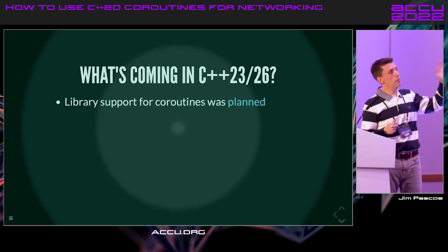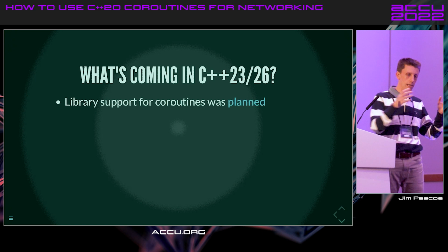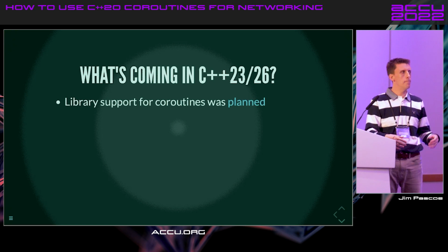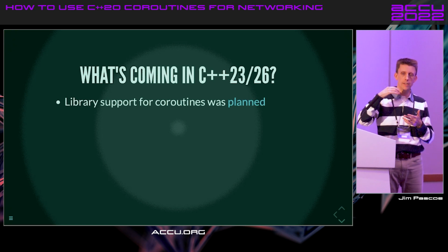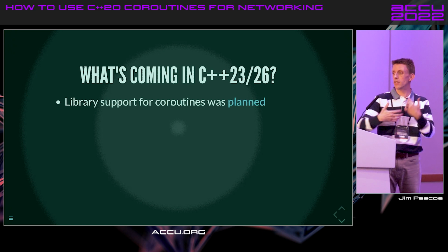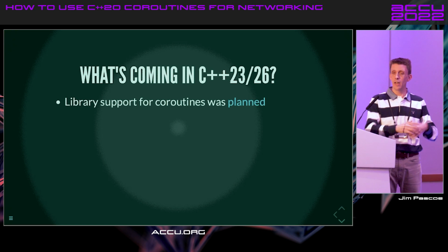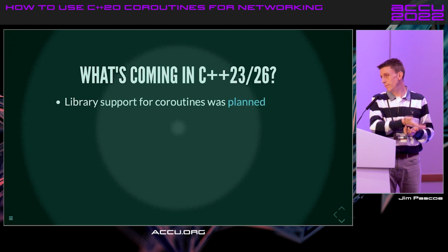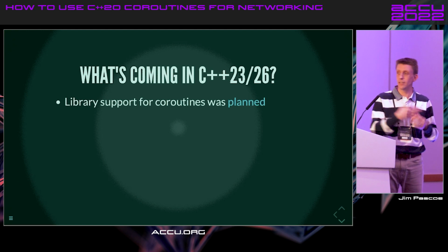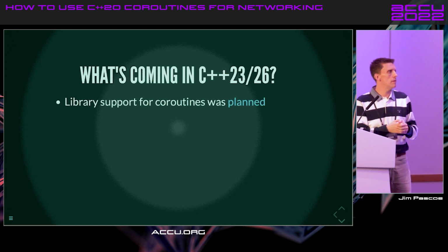The library support for coroutines was planned. So the idea was, okay, we've got this excellent machinery. We need to basically provide things like std::generator, std::task, asynchronous, lazily executed tasks. So the user doesn't have to write the stuff that I've been showing you and get into the real details of the promise types and so on.